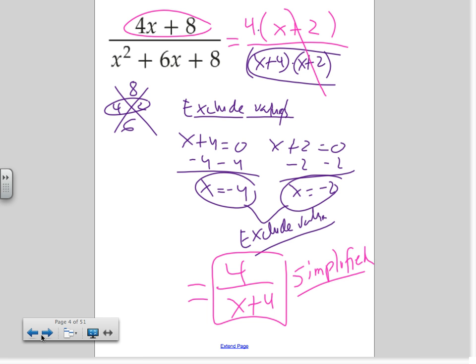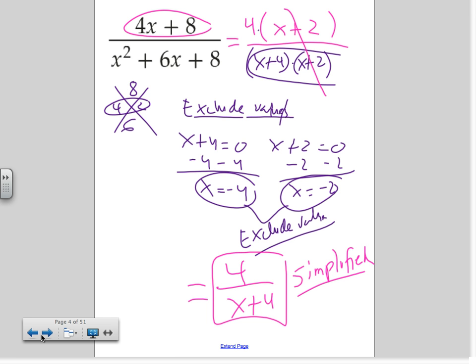What did you do there to get to that? I just cross out like terms. Why? I do have like terms. Because I have like terms, I can cancel them. Just like the previous problem, right? We have like terms, so I cancel to make it smaller, simpler. Okay, that's all we're doing to this kind of problem.